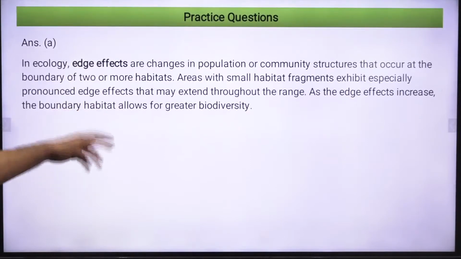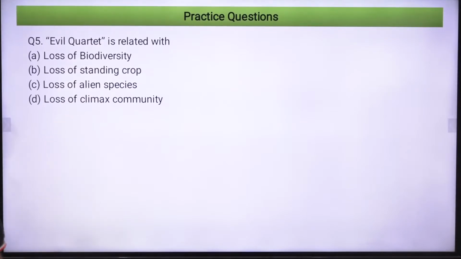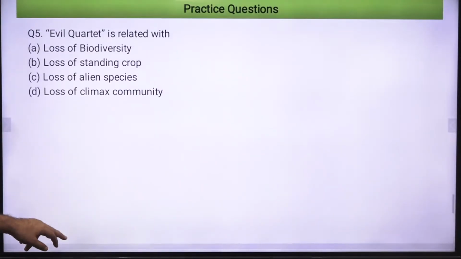Okay, so the same thing has been explained, but anyway, let's go to the next one. Evil quartet. What does it mean? Is related with... quartet, as you know, means 4, right? So from there, evil quartet. So it means there are 4 evils which he is talking about. Now this evil quartet is a specific term which was coined by a person. Let me name that person here.